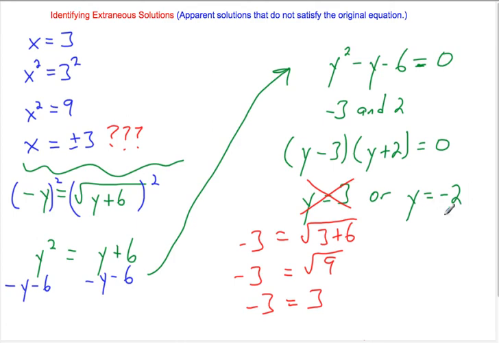Let's try y equals negative 2. The opposite of y, so 2 equals the square root of negative 2 plus 6. Here we get 2 equals the square root of 4, which is in fact 2, so this is the correct solution.